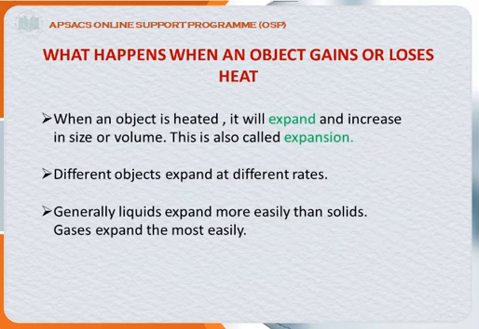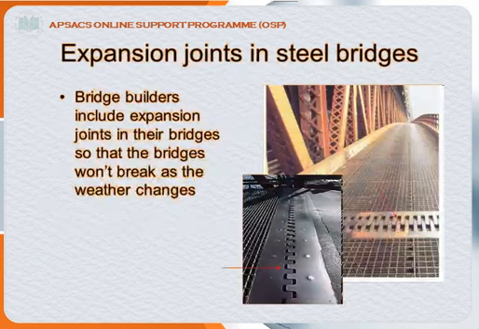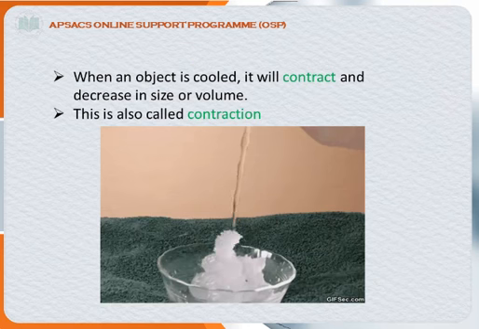What happens when an object gains or loses heat? When an object is heated, it will expand and increase in size or volume. This is also called expansion. Different objects expand at different rates. Generally, liquids expand more easily than solids, but gases expand the most easily. Expansion joints in steel bridges. This is just an example of expansion. Bridge builders include expansion joints in their bridges so that the bridges won't break as the weather changes. When an object is cooled, it will contract and decrease in size or volume. This is also called contraction.